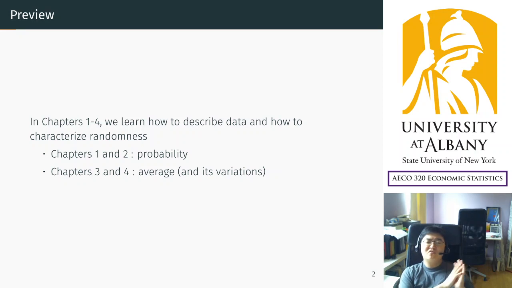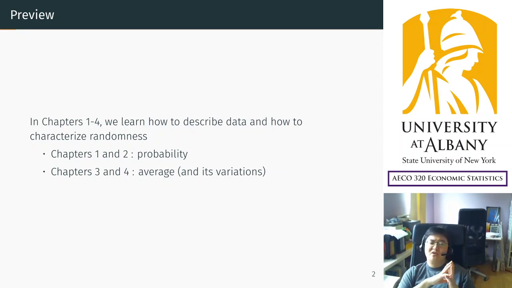And there are two common ways to describe data or characterize randomness. And you know them. The first two chapters are about probability, and the last two chapters are about averages and a little bit of variation of averages. So you know what a probability is, what the averages are. So that's it. What statisticians do are basically a little bit of variation from these two. There is nothing completely new other than probability or averages.